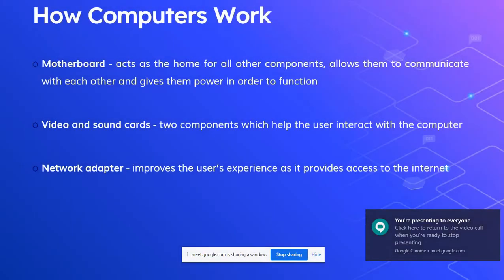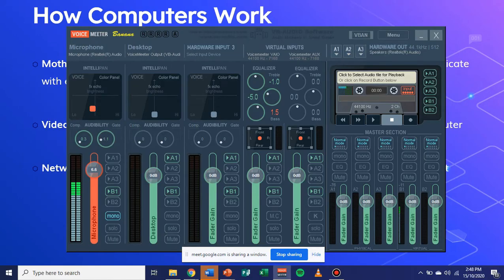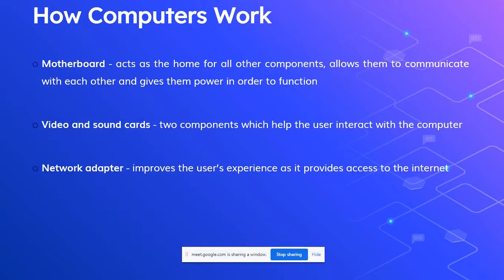So, next component, we have the motherboard. It acts as the home for all the other components, allows them to communicate with each other, and gives them power in order to function. So, yung ating motherboard, dito naka-attach lahat ng components ng computer. Dito naka-attach yung HDD, yung video cards, yung audio cards, halos lahat ng components na naka-comprise sa isang circuit board na malaki. So, this is the largest part actually ng CPU.